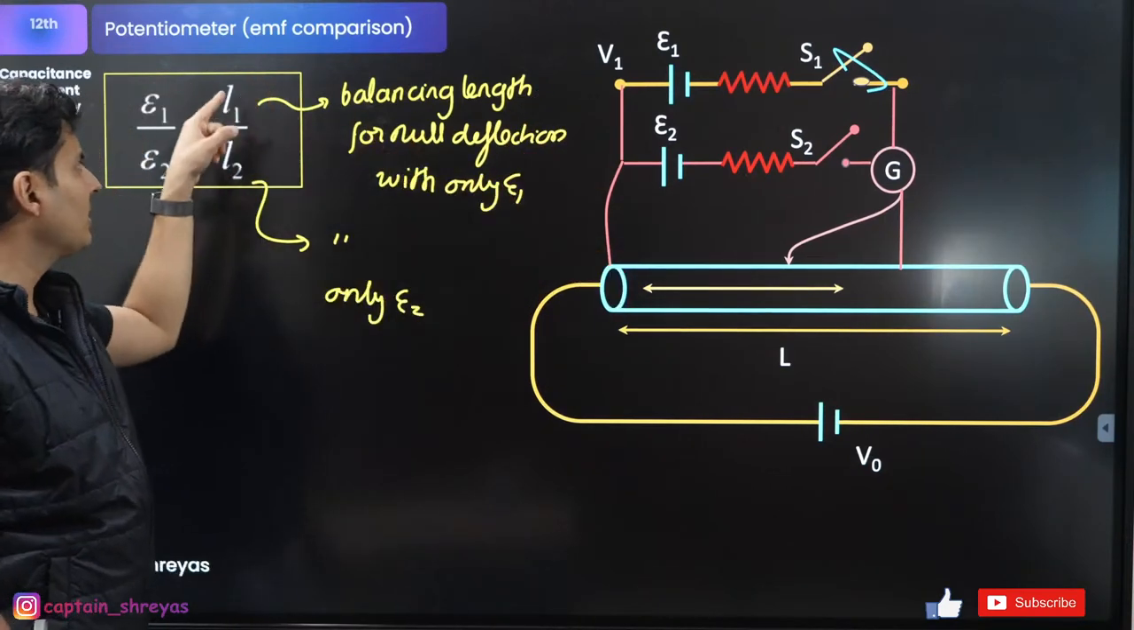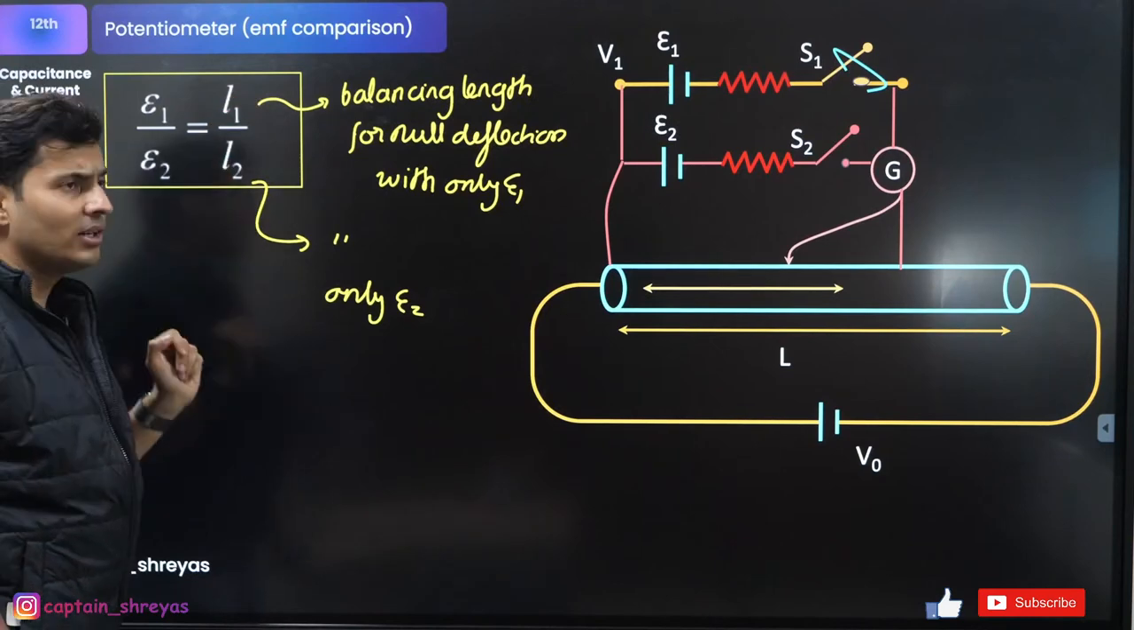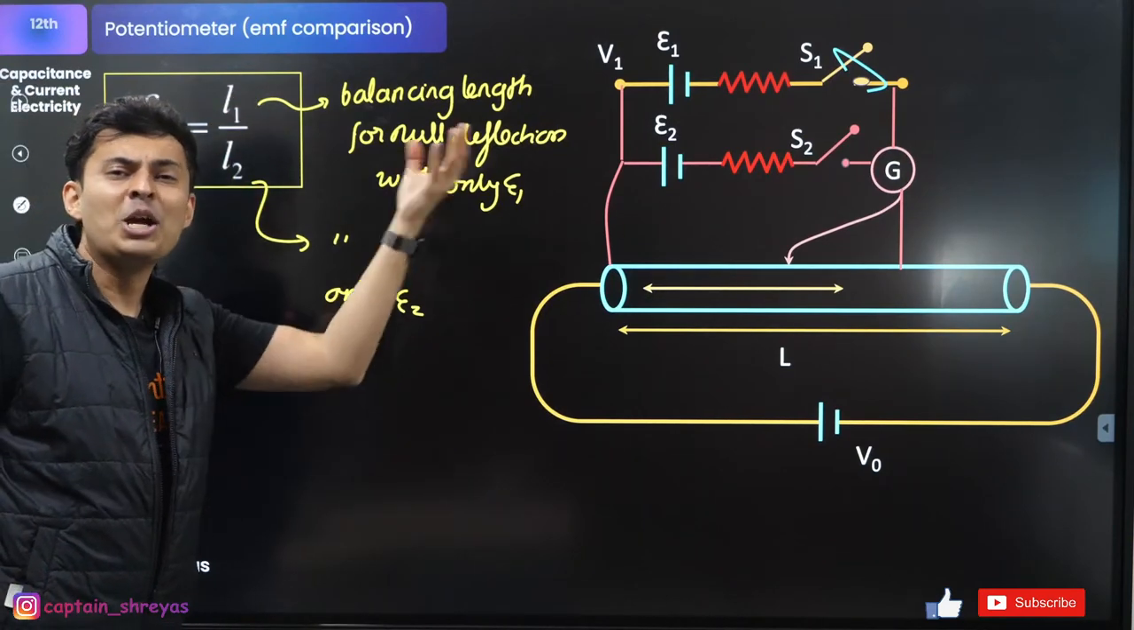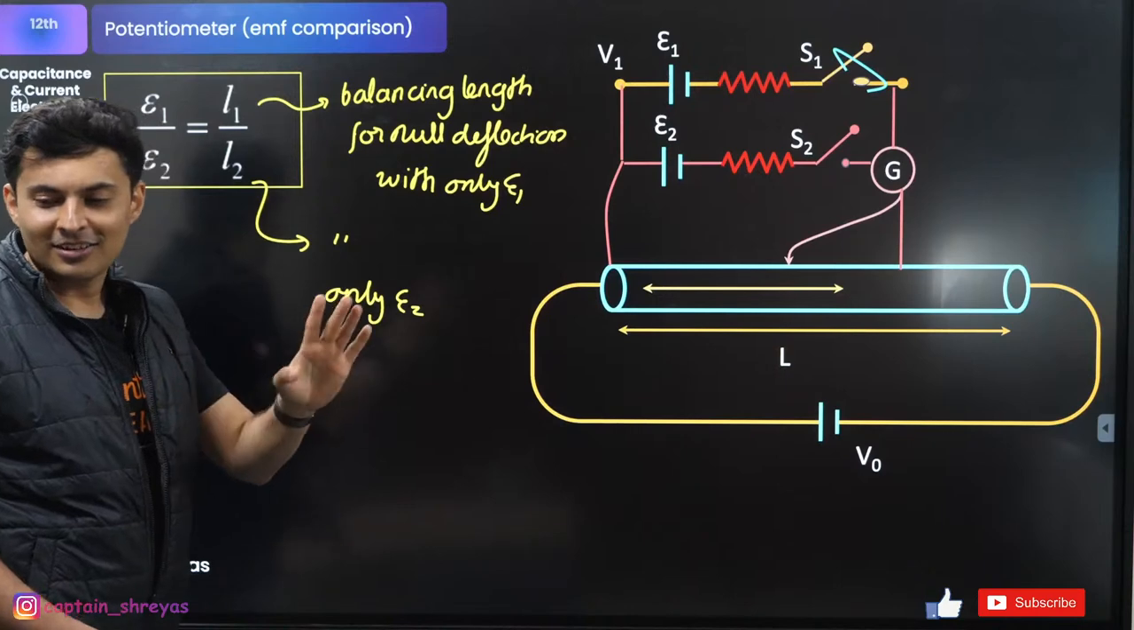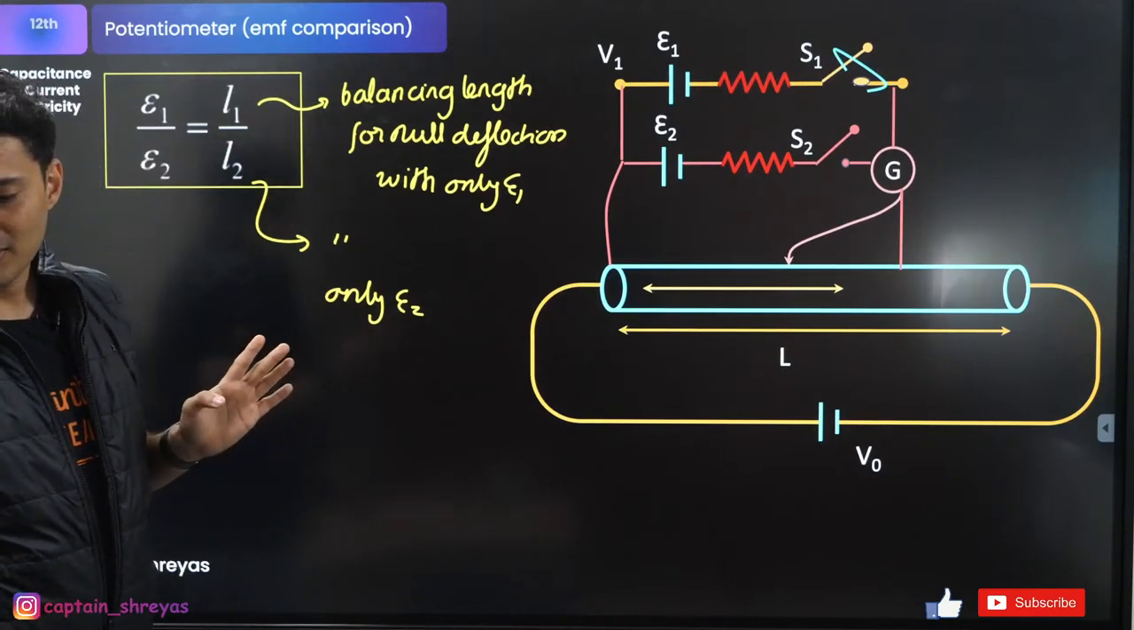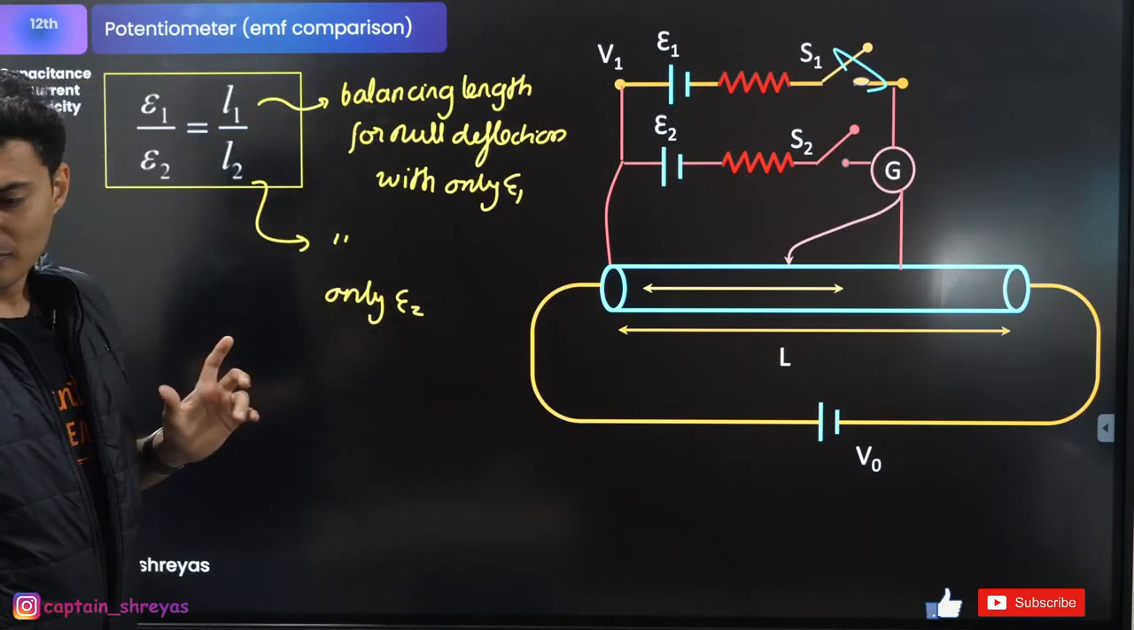The first time the balancing length was 20 centimeter. Second time it was 30 centimeter. The ratio of the EMF will be 20 by 30, which is 2 by 3. That's all. Okay, I hope this is clear. I hope that is done.